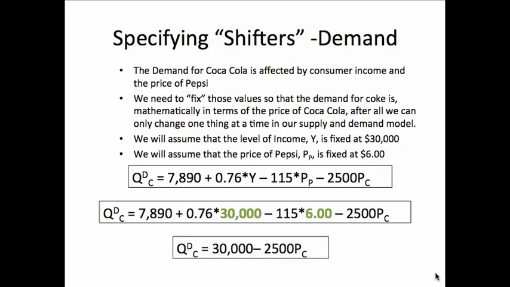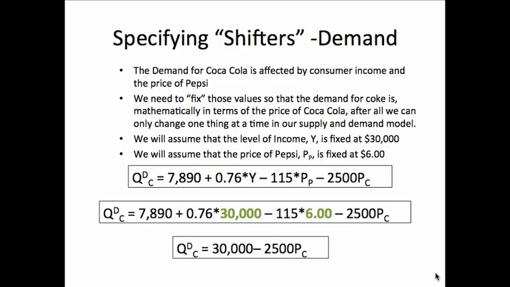So what we're looking to do is say, okay, our measure of level of income is going to be $30,000. That's roughly a per capita income measure, and for Baltimore City it might be a little low or a little high depending upon who's keeping the data, but it's about right. For the price of Pepsi, we're going to assume the price of Pepsi is $6. So how do we deal with those non-price determinants of demand? Well, we fix their values at $30,000 and $6 respectively, and we put them into the equation for Y and for PP. That's done in the second box on the screen.